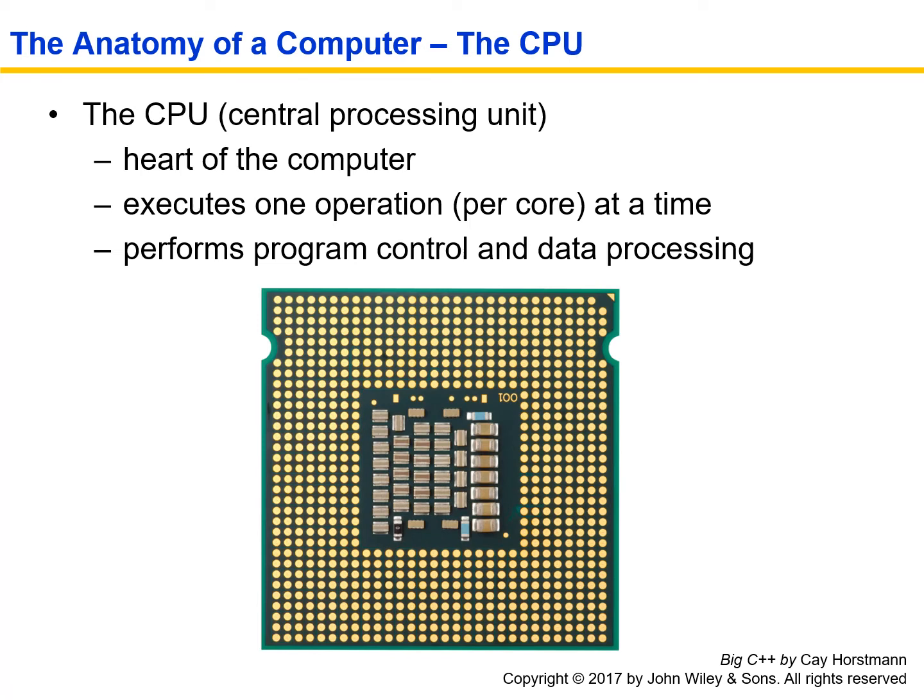At the heart of every computer, hardware-wise, is something called a CPU, or Central Processing Unit. The textbook is old enough to say that this executes one operation at a time. I've added the phrase "per core" because nobody sells a single core processor anymore. Even the most simple processors that you buy from Intel or even in your cell phone are going to have multiple processing cores in them, at least two. So each core has the ability to execute one operation at a time.